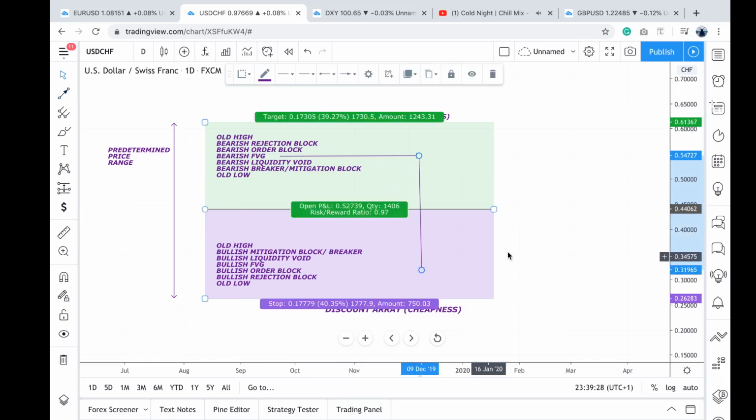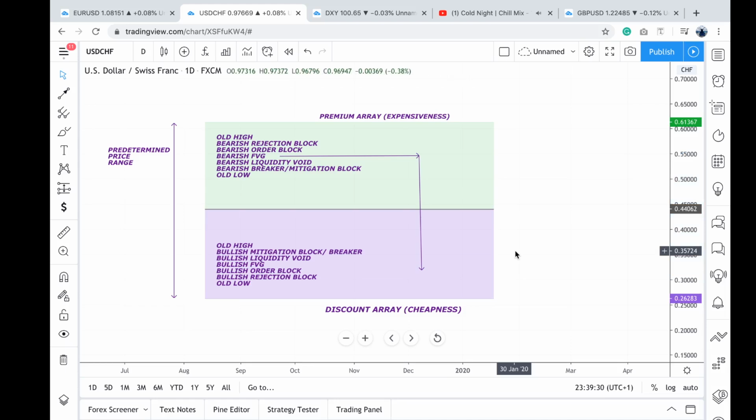So thus, the true levels in price aren't support and resistance. True levels in price are expensiveness and cheapness, because this is the way the central banks actually view the marketplace, via premium array and discount array.